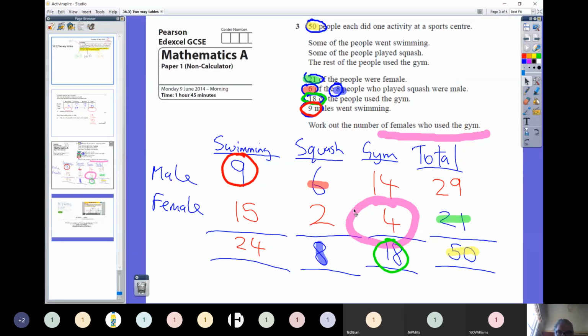So anyway, the question said, work out the number of females who use the gym. Well, there we go. Gym, females. My final answer is 4.